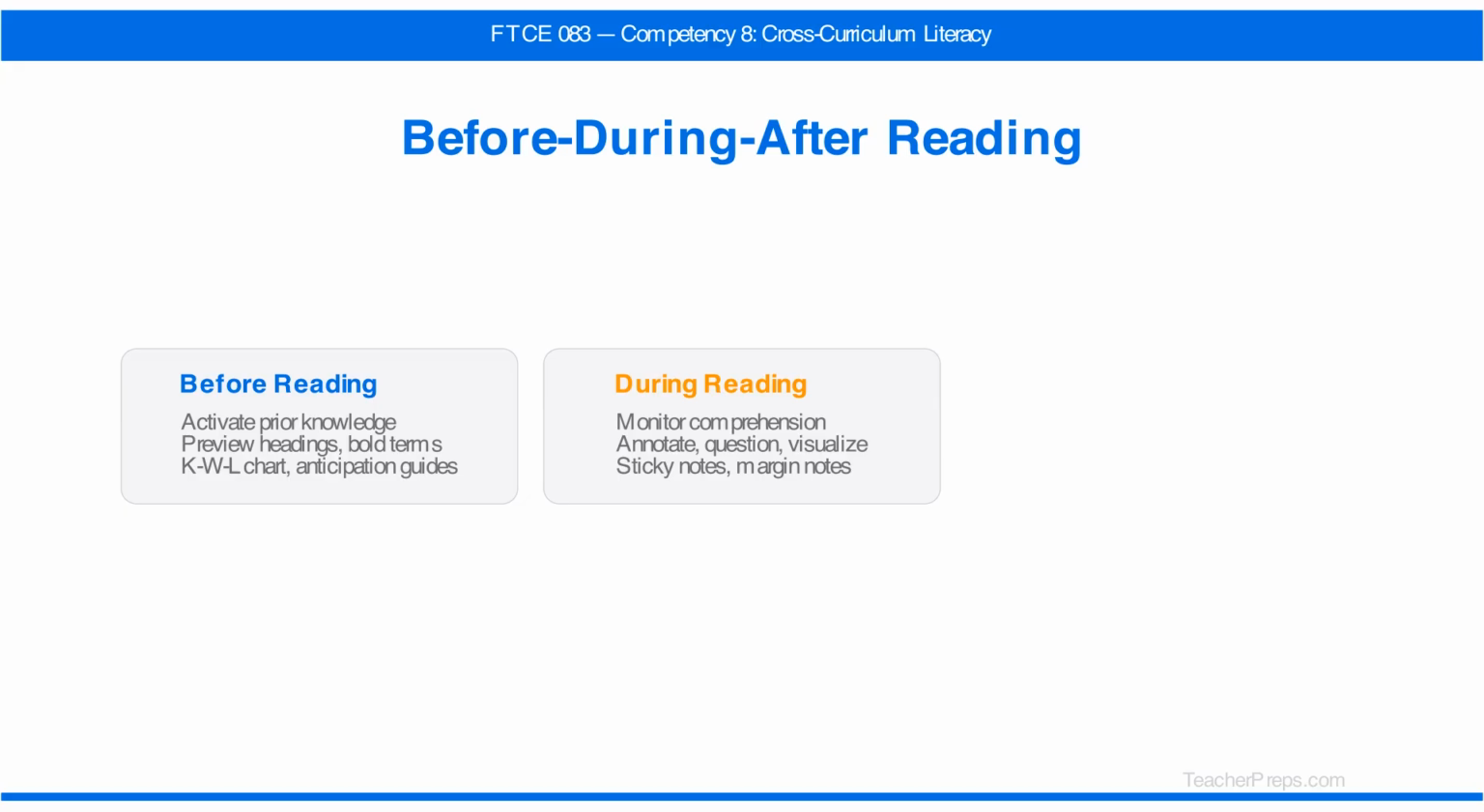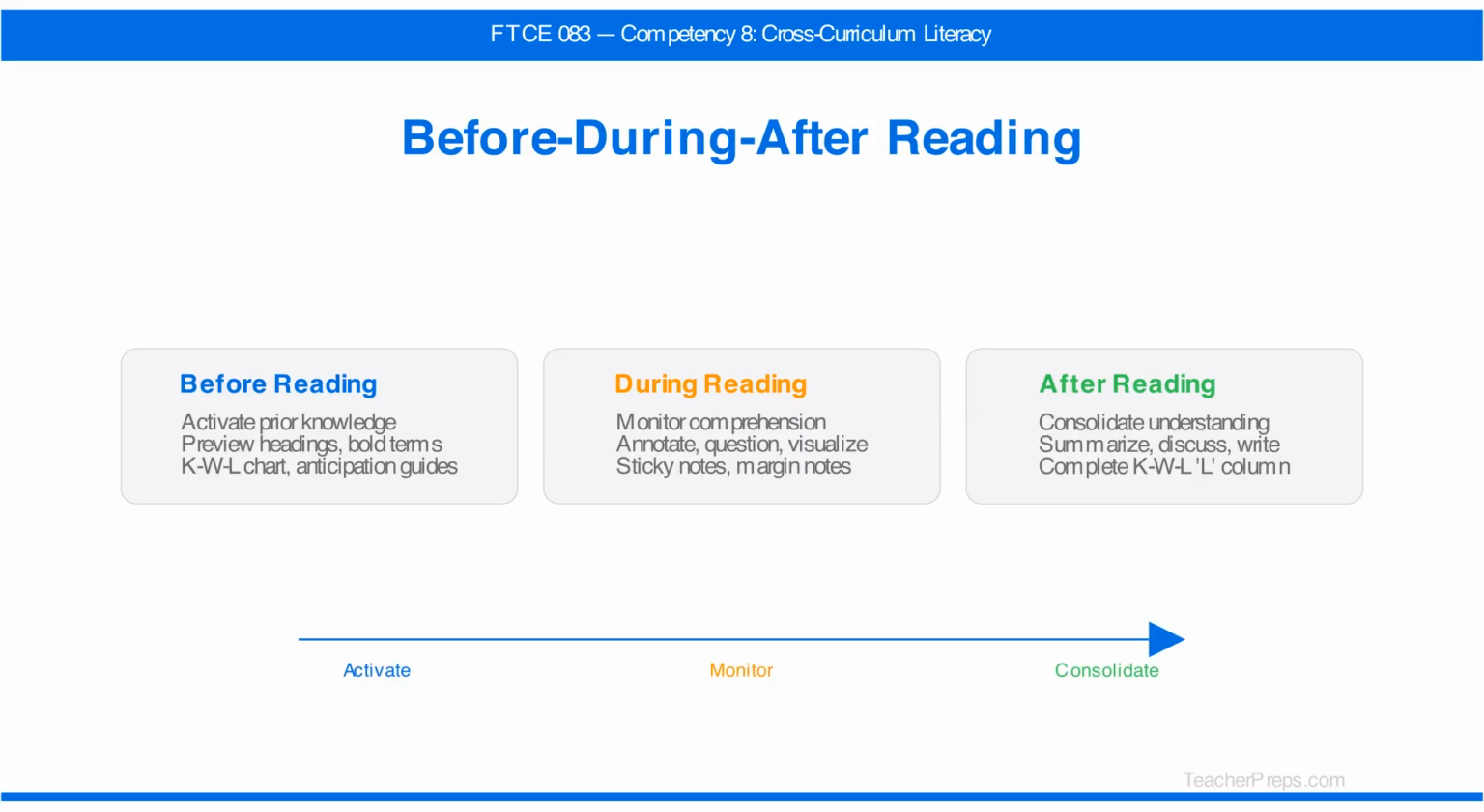During reading, the goal is to monitor comprehension. Strategies include annotating the text, asking questions, making connections to prior knowledge, visualizing, and identifying the main idea of each section. Sticky notes or margin notes help students track their thinking as they read. After reading, the goal is to consolidate and extend understanding. Strategies include summarizing, discussing with peers, completing graphic organizers, and responding in writing.